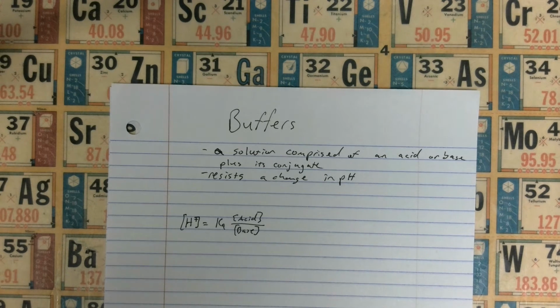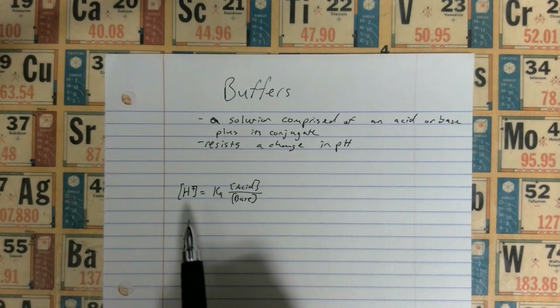One of the big or important ones that we come into contact with every day is our blood. Our blood is a good buffer, because if you think about the things we eat or drink, they have a wide range of pHs, and the pH of our body doesn't change much. That's because the blood acts as a buffer and keeps the pH inside of our body relatively constant.